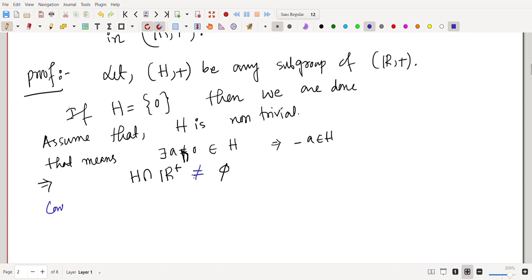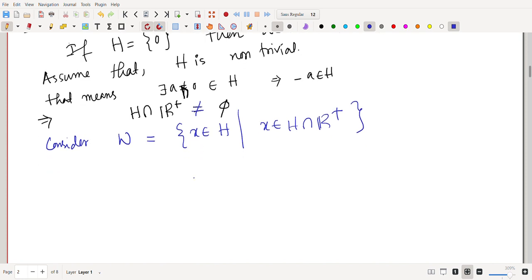That means consider W to be the set of x belonging to H such that x is in H intersection R plus. This is a subset of the real numbers. So W is bounded below, right? Because x is in R plus, that means x is a positive real number, so clearly all the elements are greater than 0. That means W is bounded below.